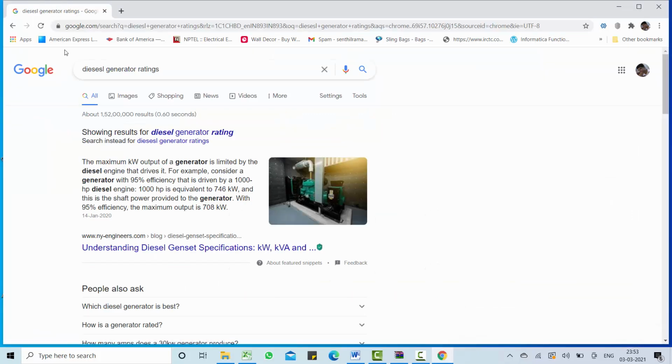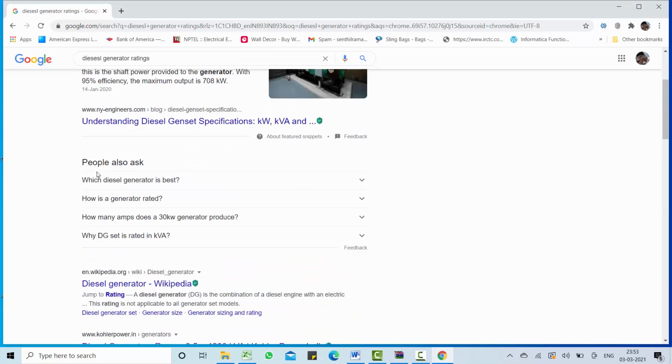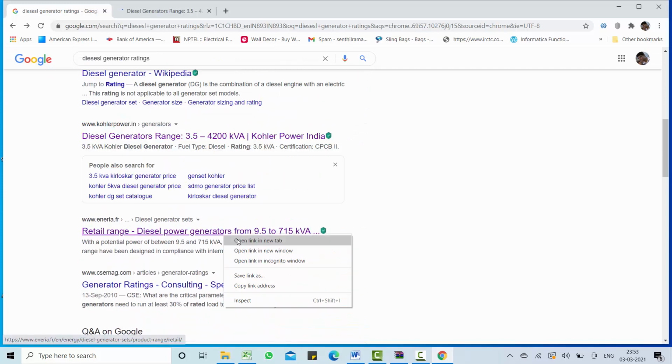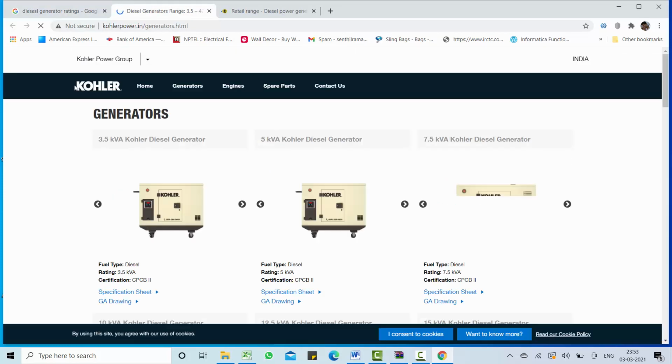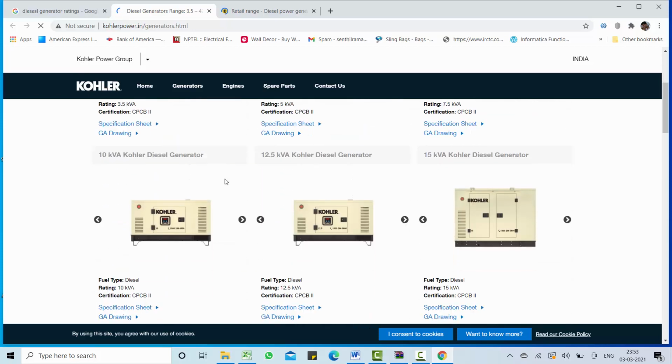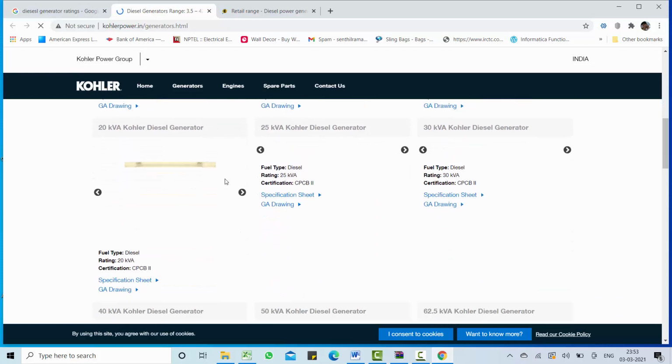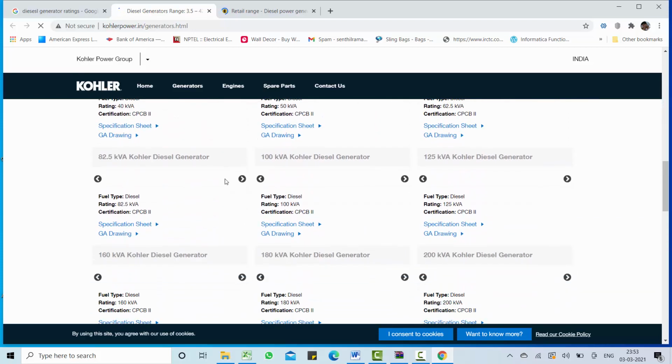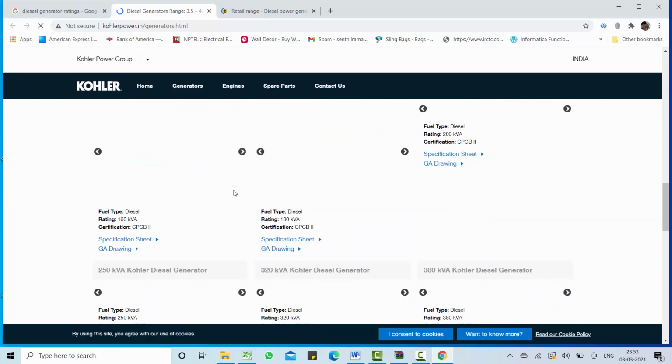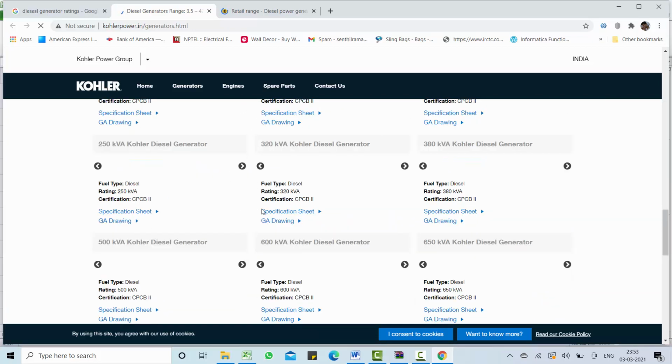Let's find the diesel generator ratings in different manufacturer data sheets. Two different manufacturers, one is Kohler. Our rating is close to 293 kVA. So what is the next nearest value? Let us identify that. Next to 293 is 320. Below 320 we have 250. We have to choose 320 kVA.